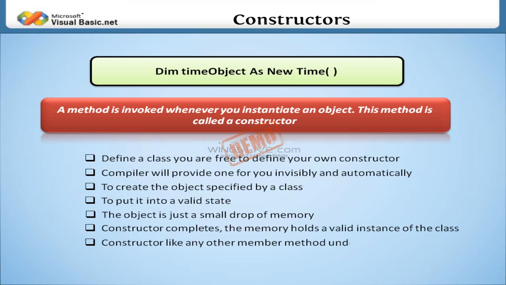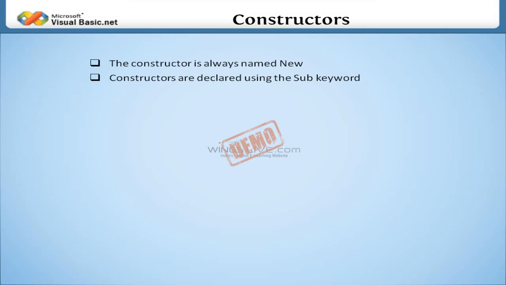You declare a constructor like any other member method, with these exceptions. The constructor is always named New. Constructors are declared using the Sub keyword, which means there is no return value. If there are arguments to be passed, you define an argument list just as you would for any other method.